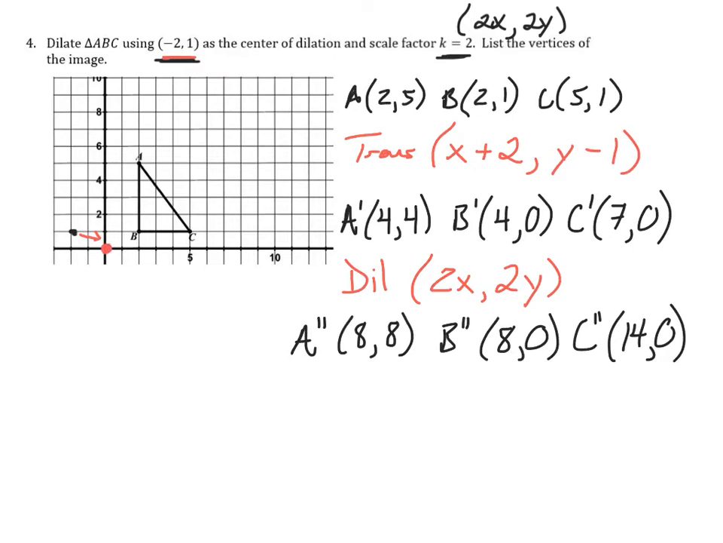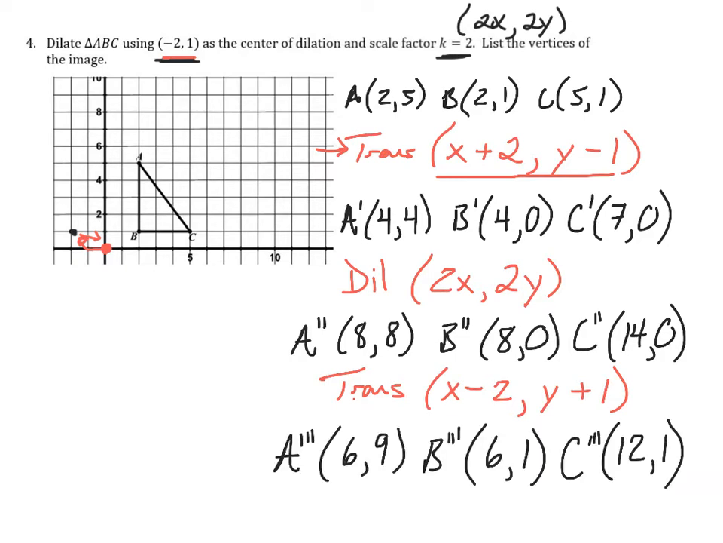So what I want to do now is move everything back to where it came from. So I want to do the exact opposite translation that I did earlier. I am going to translate it again, but instead of adding 2 to my x's, I'm going to subtract 2. And instead of subtracting 1 from my y's, I'm going to add 1. So it's the complete opposite of that rule I did earlier, which gives me my triple prime points.